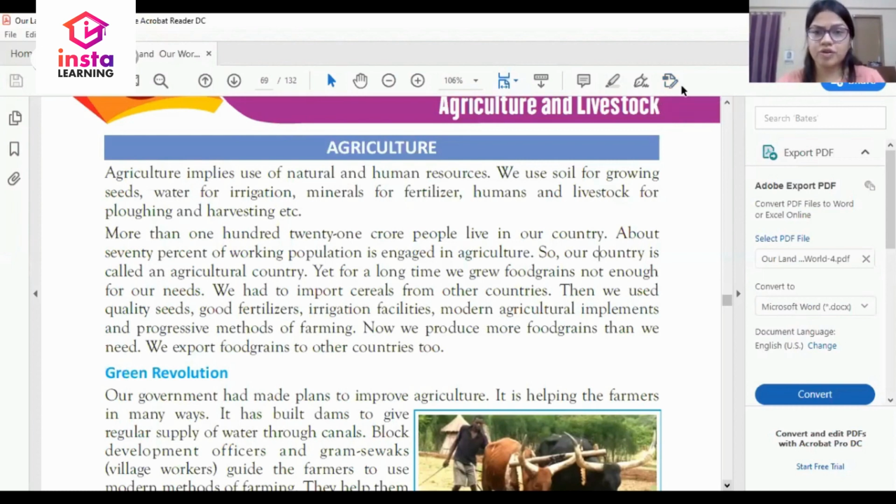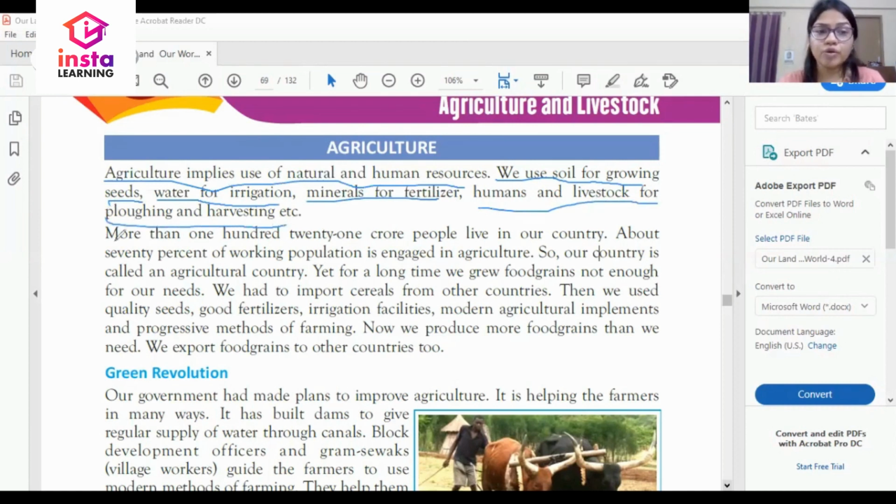Dear student, as you all know, agriculture implies use of natural and human resources. Agriculture uses natural resources and human resources both. We use soil for growing seeds. We use soil for sowing seeds. Water for irrigation, minerals for fertilizers, human and livestock for plowing and harvesting.